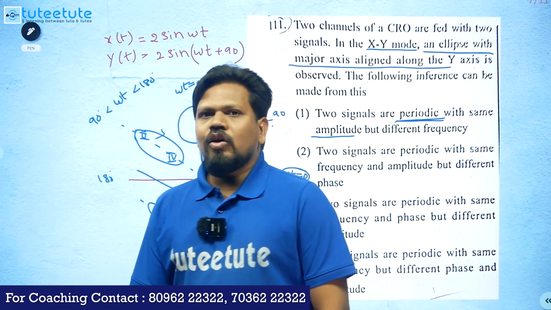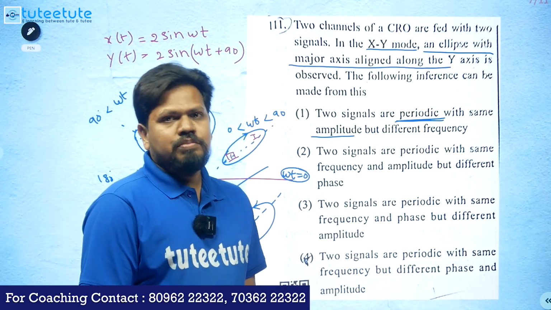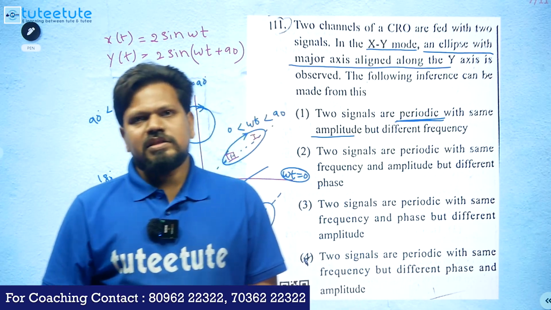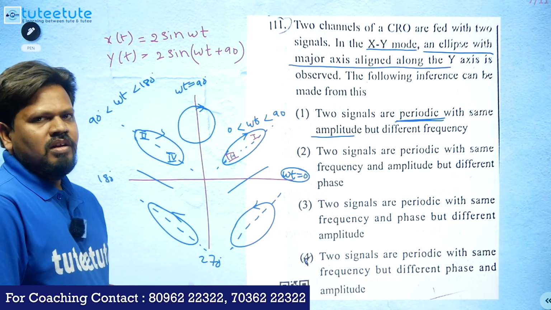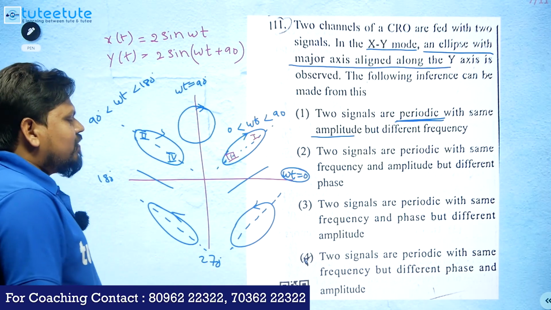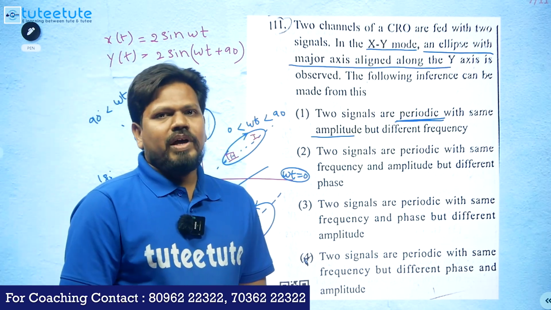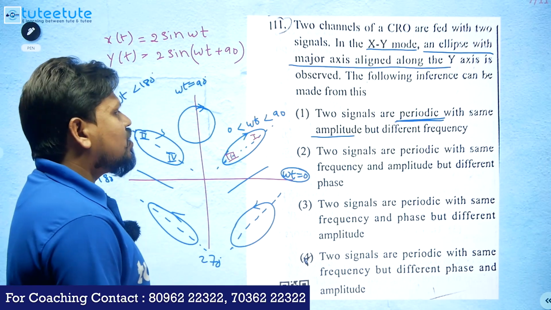But what they have given is an ellipse having the y-axis as its major axis. How is it possible? Is anything like this possible? Not at all possible. I will tell you one thing: from the different options we need to check where which type of signal can be possible.